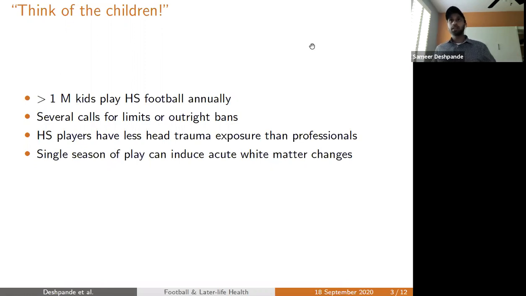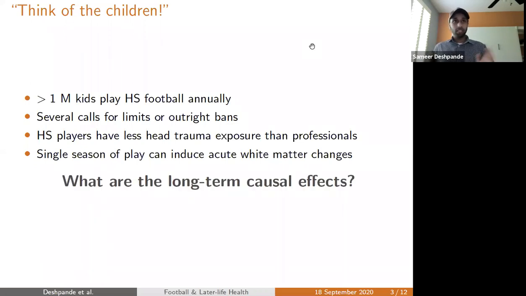So if we look at the state of the science, I think it's pretty undecided whether it's safe for kids to continue to play football. And I will suggest that the real question we're after is estimating the long-term causal effects. What will happen to kids if they play football many, many years down the line? Answering this question is super important in terms of formulating policy. In general, good science is a necessary precedent for good and impactful policy. So that's really what's motivating us in this talk: what are the long-term causal effects of adolescent high school football participation on long-term health?